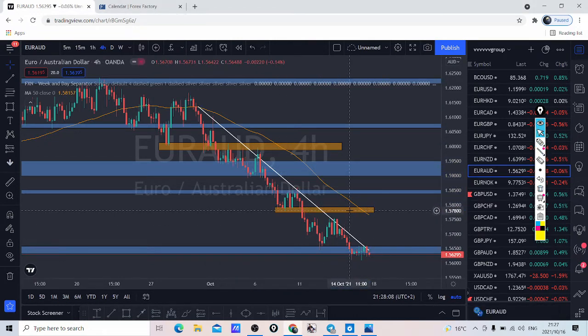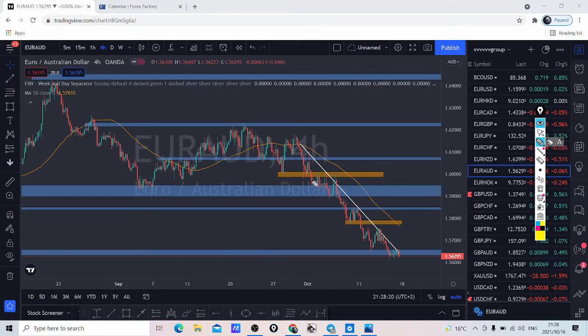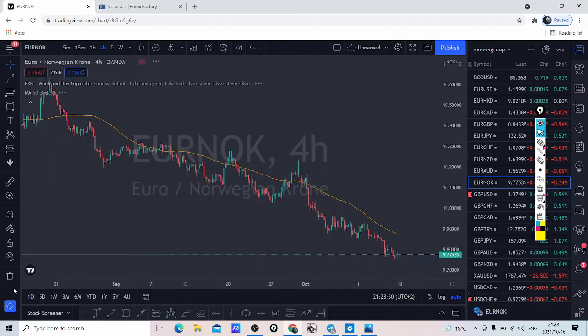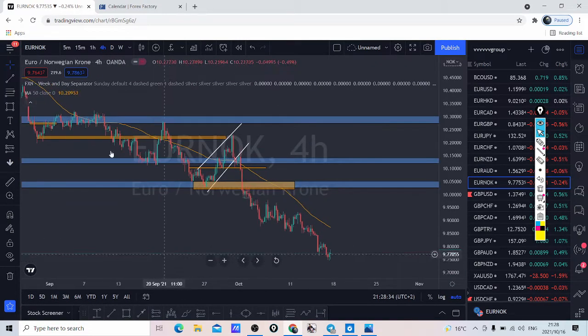So a good sell could have been somewhere around here. Okay, somewhere around there, because that's when we saw a breakout. We saw a break, then a pullback, and then a sell. But this pullback was not nice. That's why I was not even interested in looking for shorts there. Euro NOK, nothing interesting, guys.